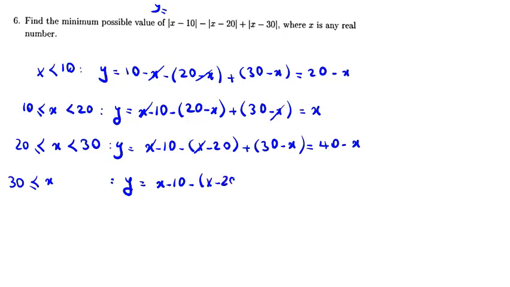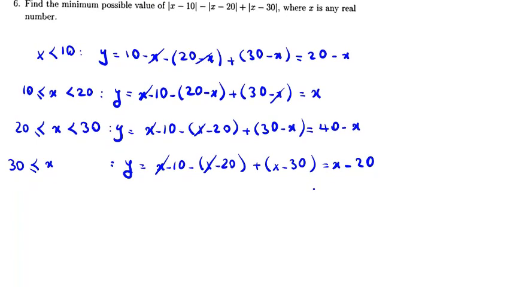minus x minus 20 plus x minus 30. So here they will be cancelled. It will be x plus 20 minus 10 is 10. 10 minus 30 is minus 20. So if we want to draw this, for x less than 10 it will be 10. Let me show you approximately. Less than 10, here it will be 10 and it will be something like this.